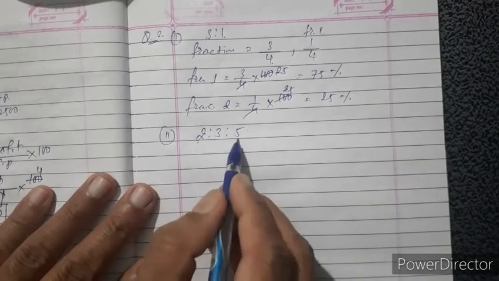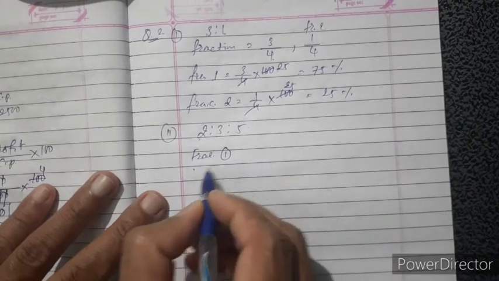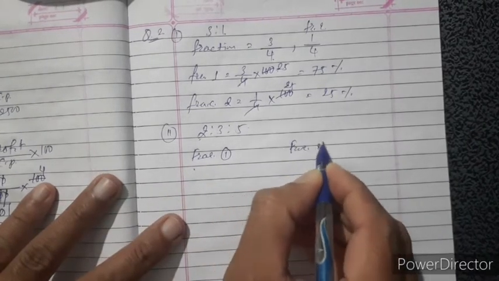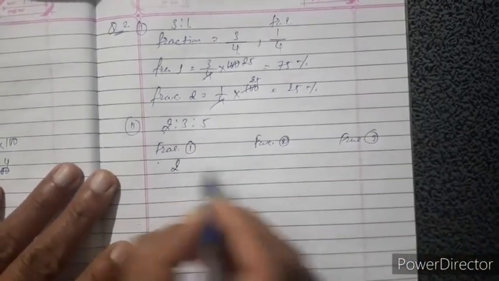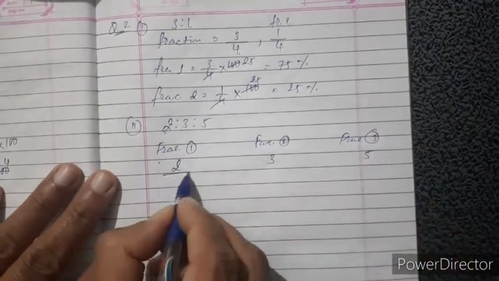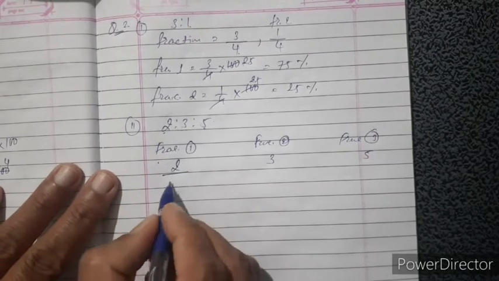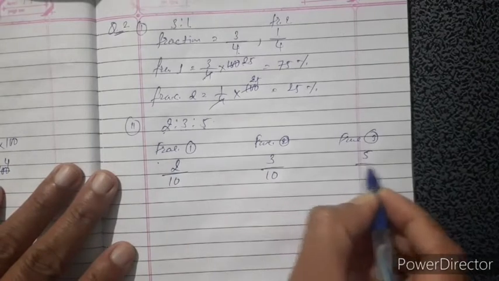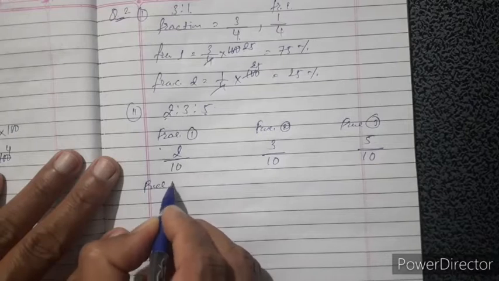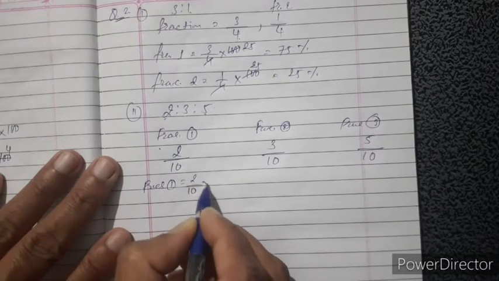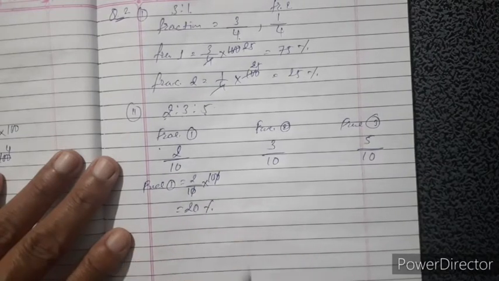Okay, look, the next one is 2:3:5. Here 3 ratios are there, so we are having 3 fractions: fraction 1, fraction 2 and fraction 3. Now the first fraction, that is 2, here 3 and here 5. At the denominator side, the total: 3 and 5 is 8 and 2 is 10. So here 10, same here 10 and 10. And fraction 1 equal to 2 upon 10. To convert into percentage, multiply with 100. 0 0 cut, 10 into 20, so that is 20 percentage.